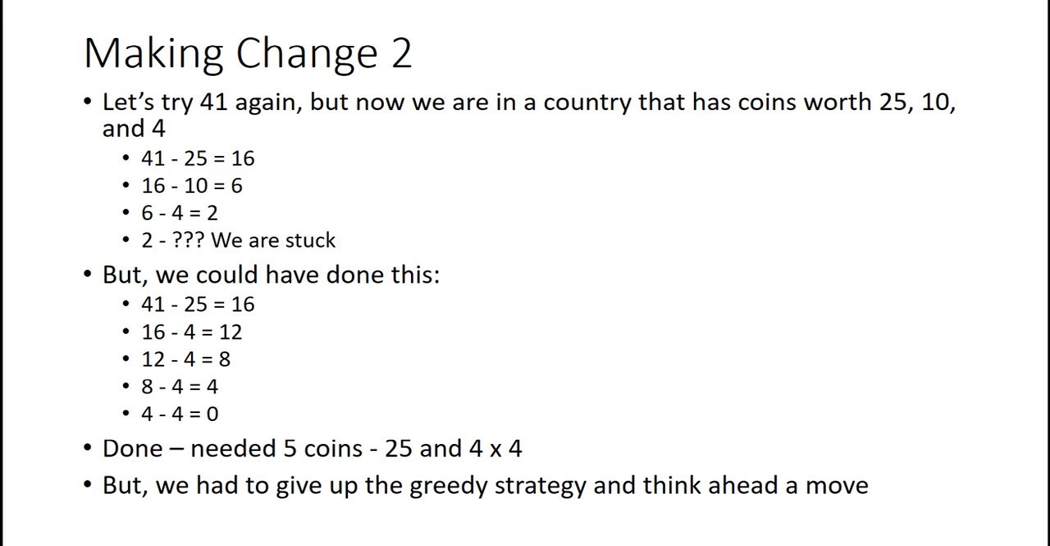We start with our 41, we take out our 25, we get 16. So far, so good. Now we take the 16, and instead of taking out the largest coin that we can manage, which would be the 10, which would be the greedy approach, we take out one of the 4-cent pieces. That gives us 12. Then another 4-cent piece giving us 8. Another 4-cent piece giving us 4, and a final 4-cent piece making all the change. We are now done, and we did need 5 coins, 1 25 piece and 4 4 pieces.